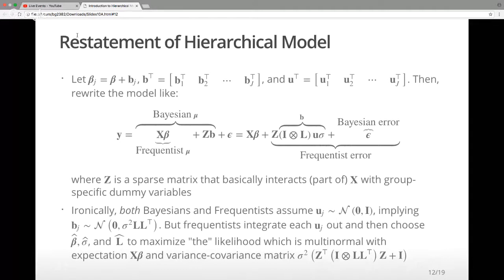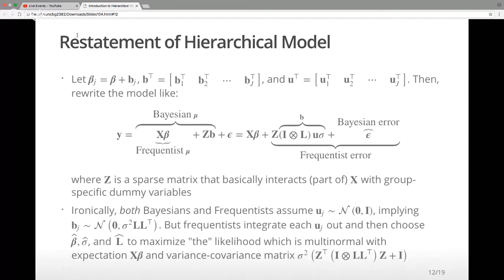And we want to compose the coefficients in the jth group as an overall beta vector plus some deviation that is specific to the jth group. And we can collect all the j-specific coefficient deviations and stack them into a vector, and have a corresponding vector of u's that has the same structure. And we can write a hierarchical linear model in the following way.